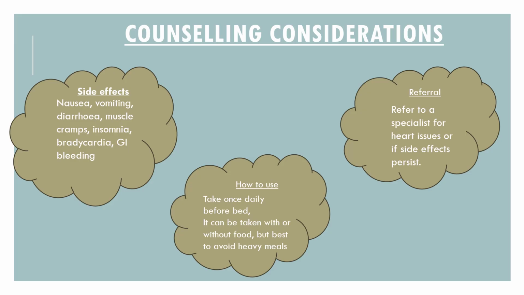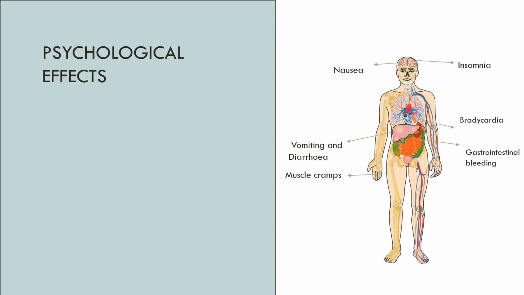Counseling and considerations. The side effects are nausea, vomiting, diarrhea, muscle cramps, insomnia, bradycardia, and gastrointestinal bleeding. How to use. Take once daily before bed. It can be taken with or without food, but best to avoid heavy meals. Refer to a specialist for heart issues or if side effects persist. This is a detailed picture of the physiological effects.